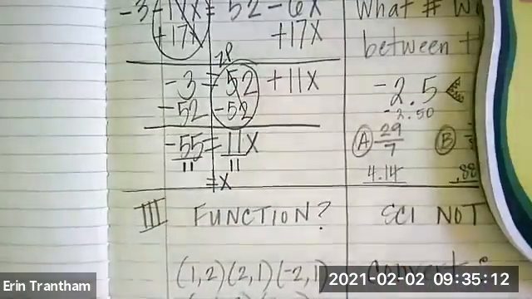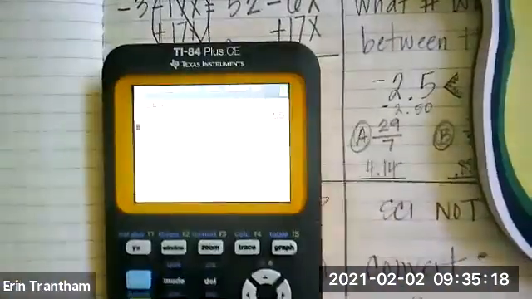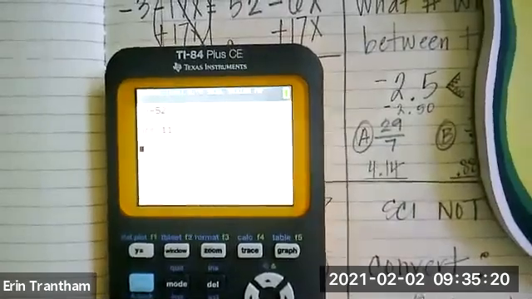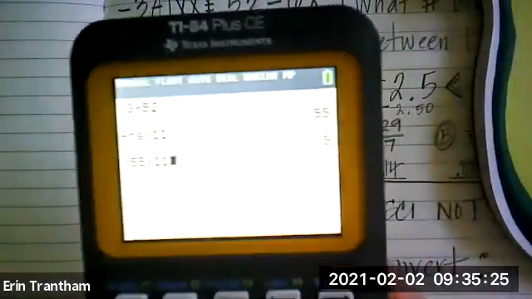Okay, signs matter. This is not 55 divided by 11. It's negative 55 divided by 11. Negative 55 divided by 11. Can y'all see that?